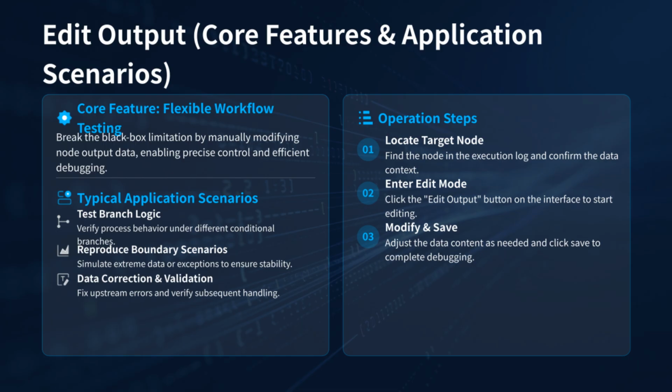This function is perfect for 3 key scenarios. Testing branch logic: see how your workflow responds to different data, e.g., a low GPA versus a high one. Simulating extreme cases: test boundary data, like a super long name or a 0 value, to ensure your workflow remains stable. Fixing upstream errors: correct bad data from a previous node and check if the rest of the workflow functions properly. Overall, it's a great tool for both fixing errors and preventing them by testing all possible scenarios.